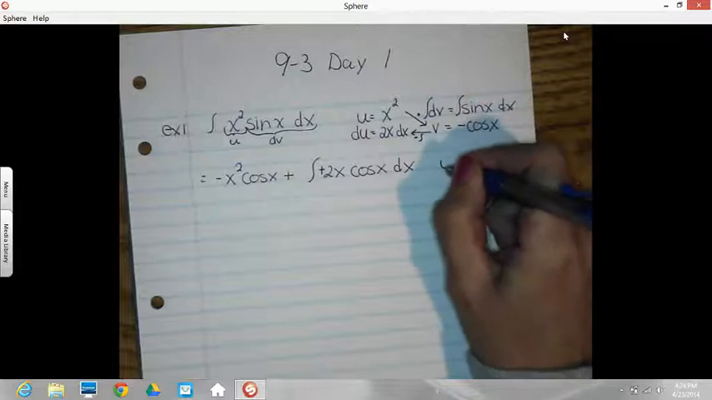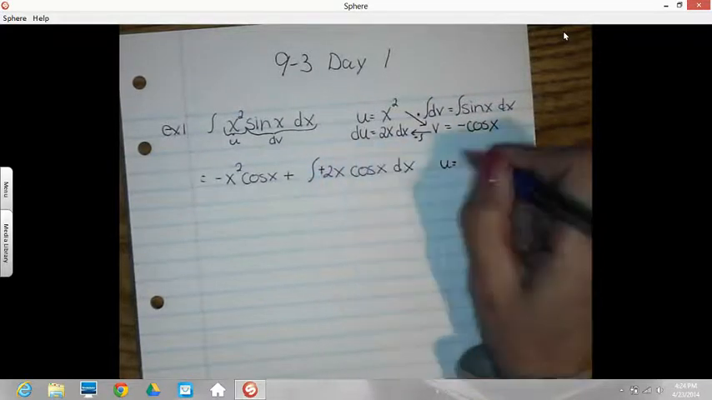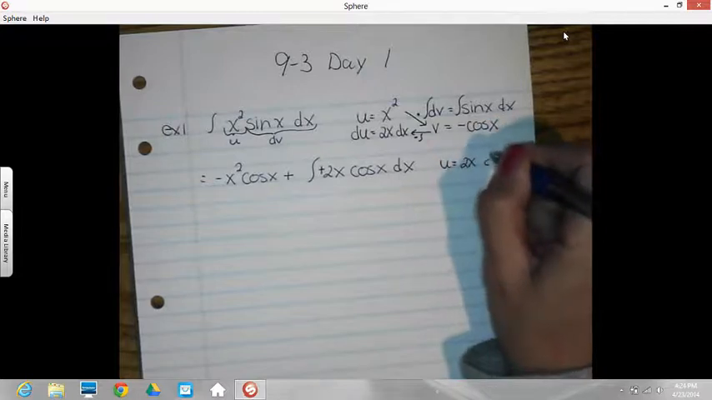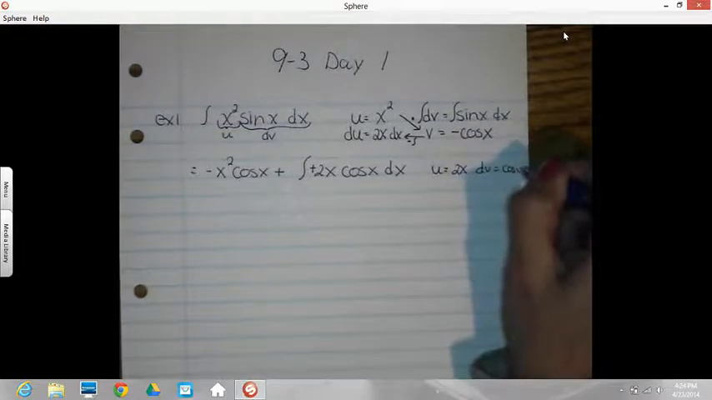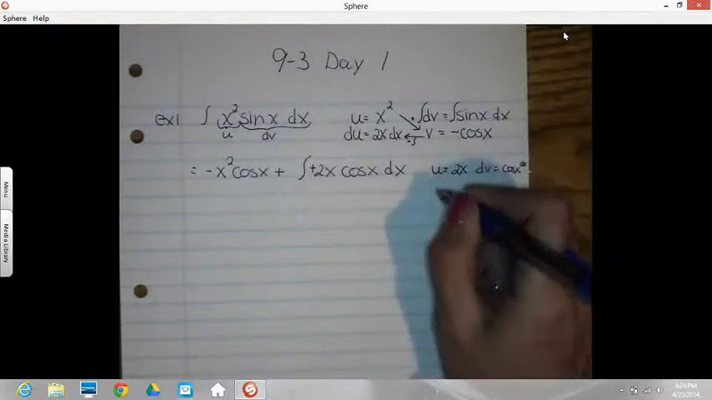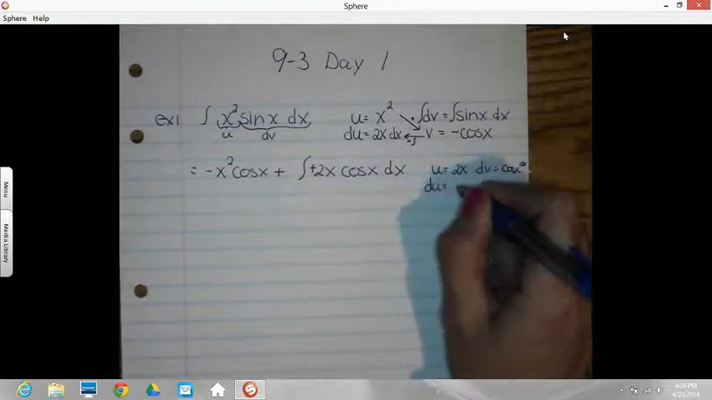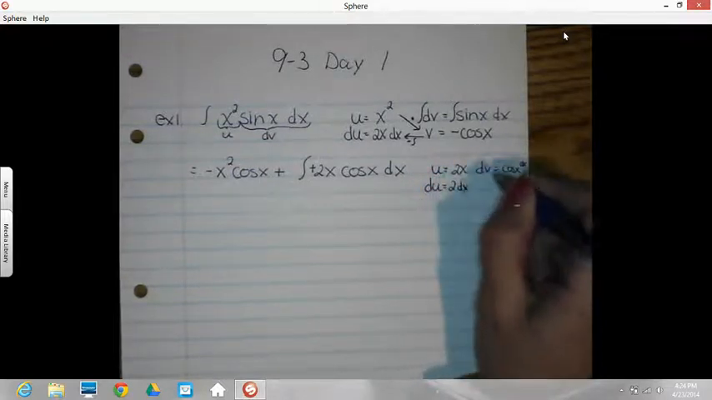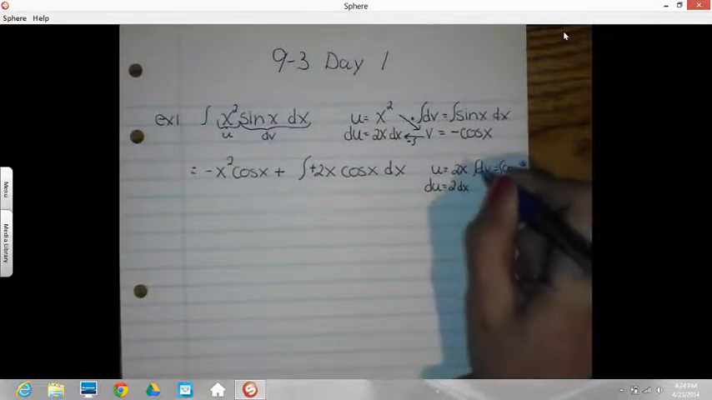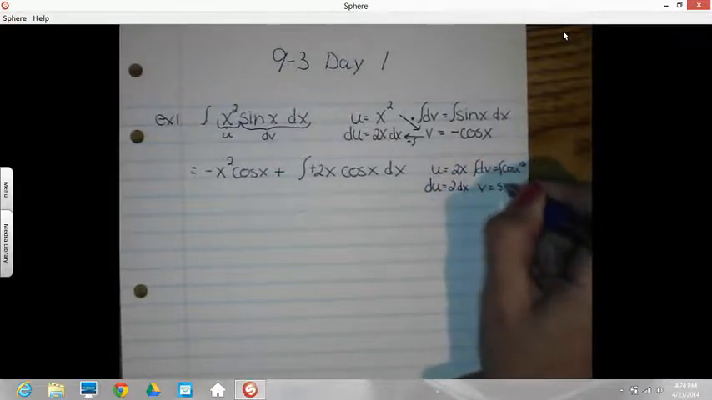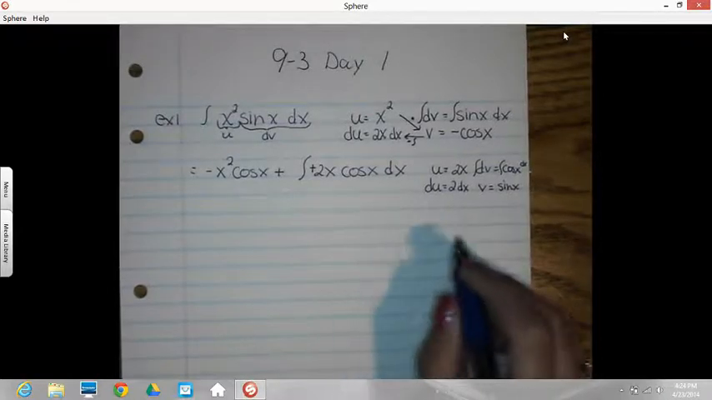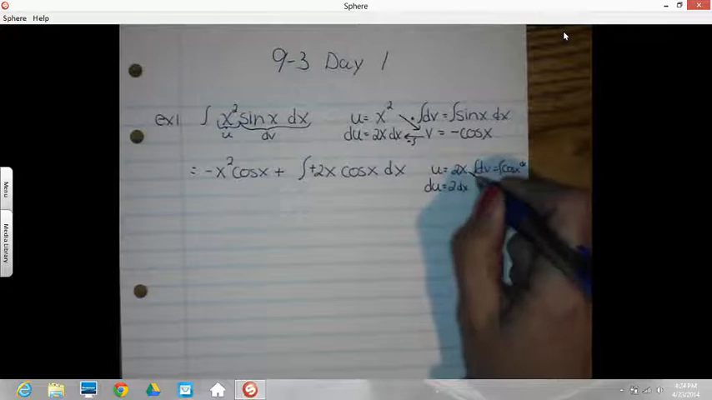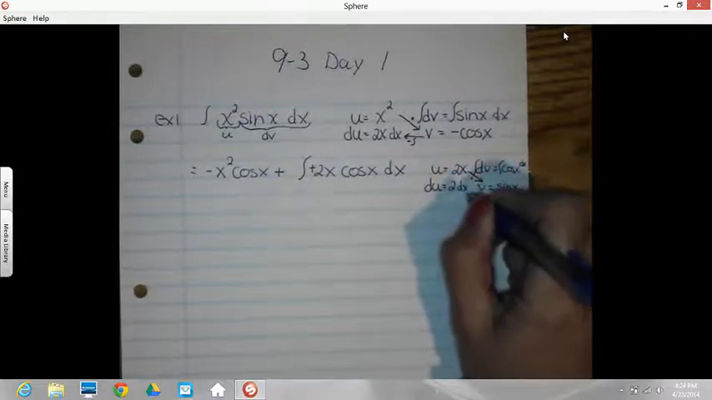So again, I'll let u equal the x part, which is 2x. The dv will equal the cosine x dx. Doing the derivative here, du equals 2 dx. Integrating here, this brings me to v equals sine x. Okay, so now multiply here, minus the integral here.